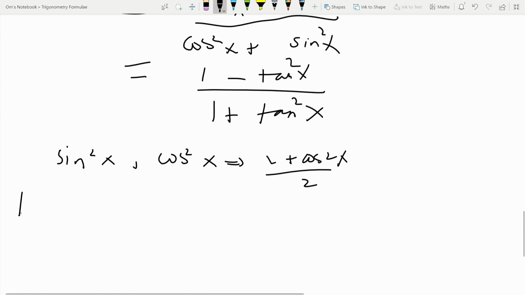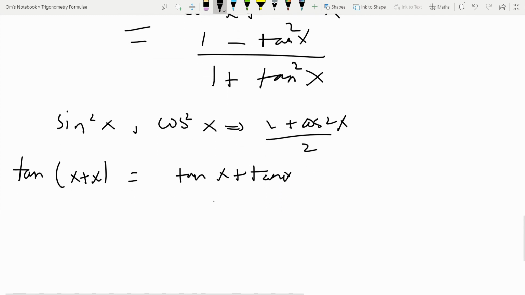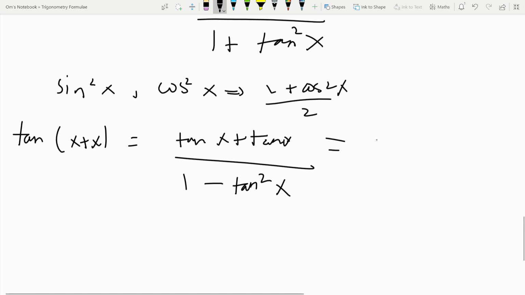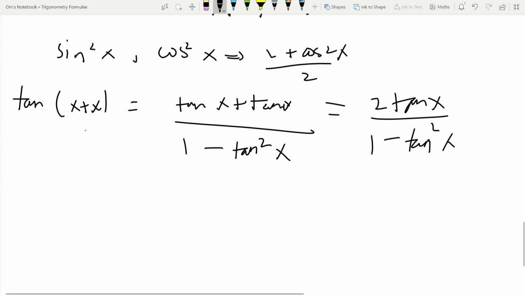Now the next formula over here is tan 2x, and we're going to use the same tactic, and we can actually write this as tan x plus tan x by 1 minus tan square x. So this will actually just turn out to be 2 tan x by 1 minus tan square x. And see if you can try and find alternate forms of this identity in terms of other functions. Right? So this was the double angle formulae derivation.